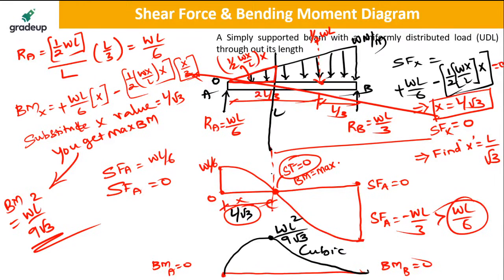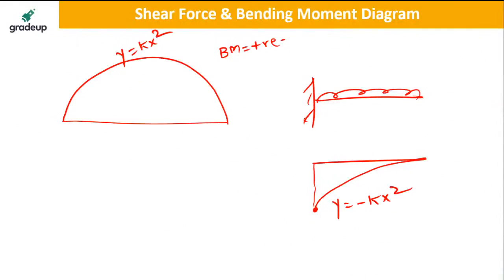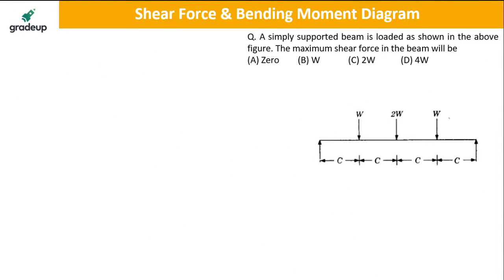So if it is clear, my dear friends, let's proceed to some problems. So the first question is: a simply supported beam is loaded as shown in the figure. What is the value of the maximum shear force? This is point A, this is B, this is C, D and E.